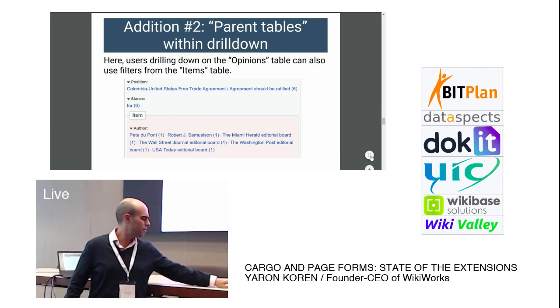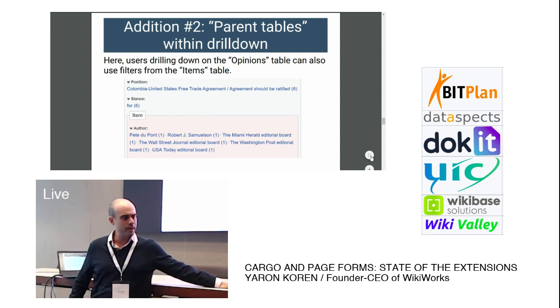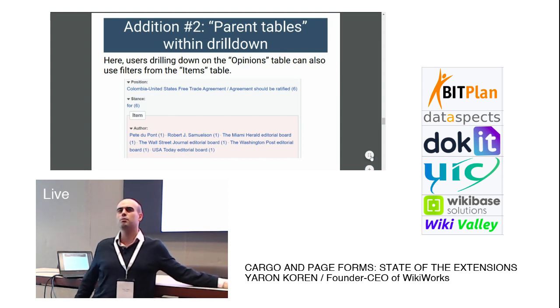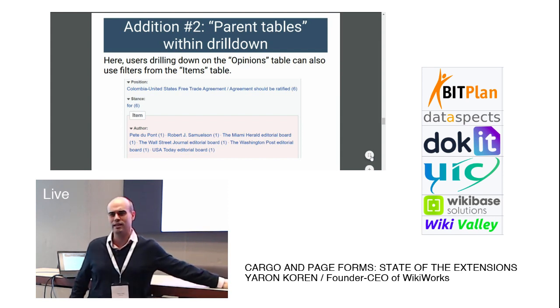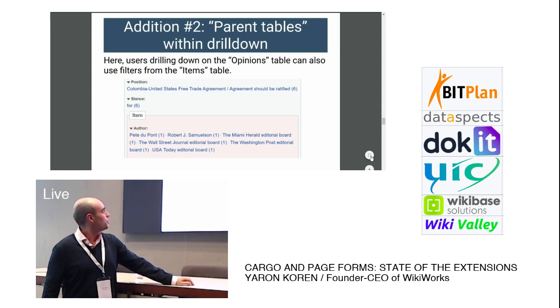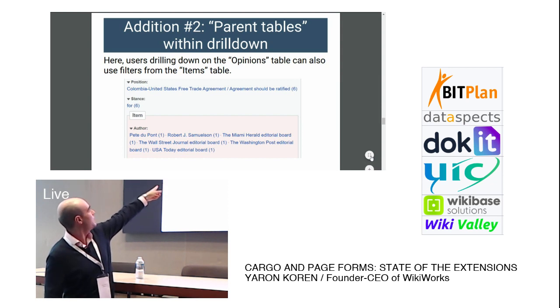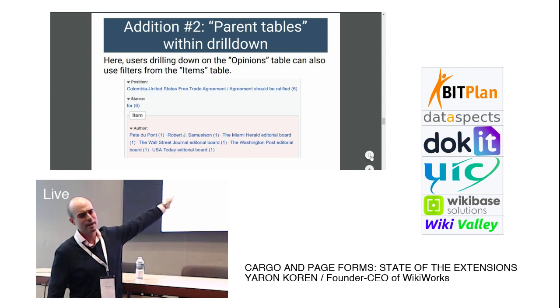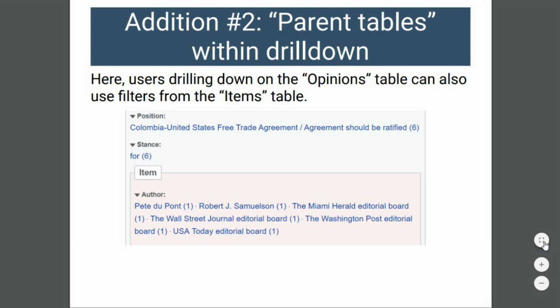Drill down. Cargo presents a special page called Special Drill Down, which is equivalent to Special Browse Data, which comes from the Semantic Drill Down extension. I don't know if that helps at all to anyone. So you can do regular drill down, but then if you specify a parent table, in this case, the opinions table has the item that it came from as a parent, and sorry if this is completely incomprehensible. Basically, you can also drill down on fields from another table in one table.